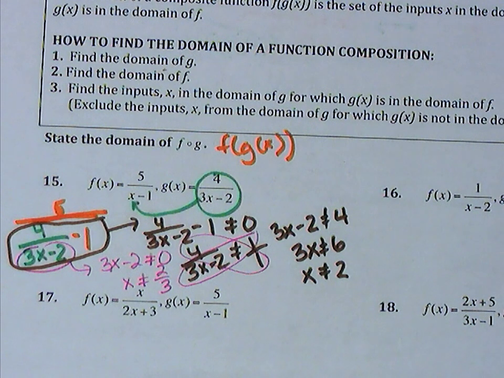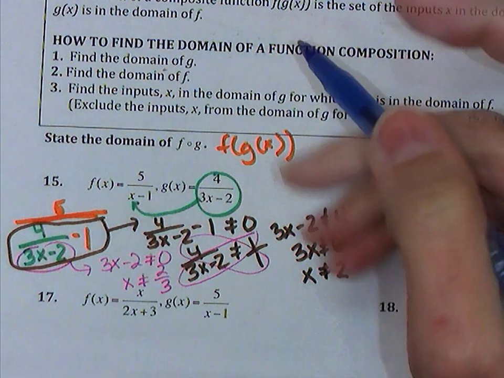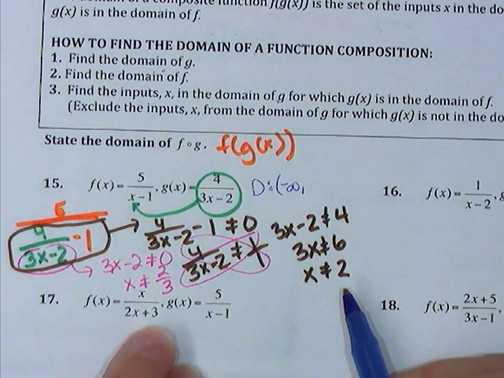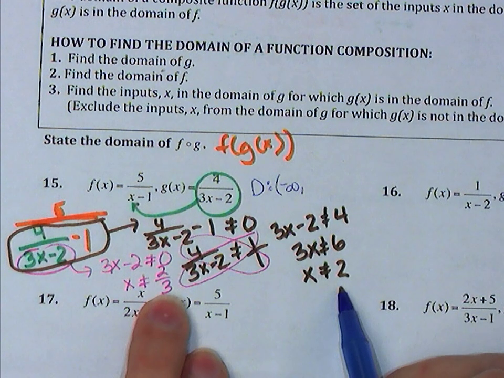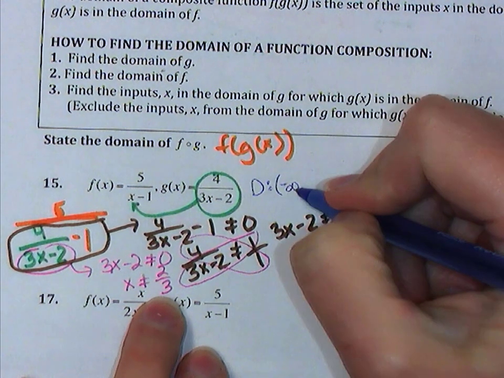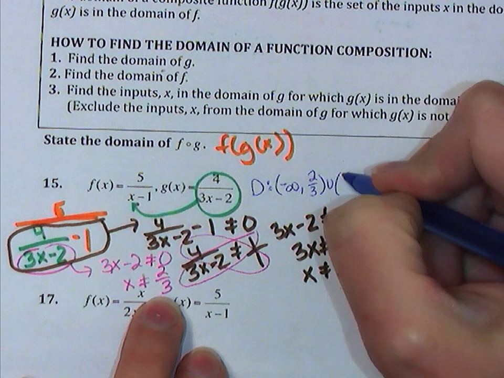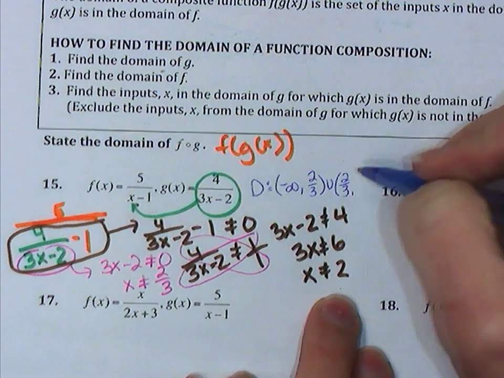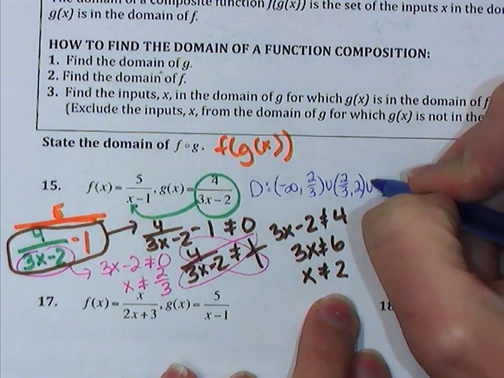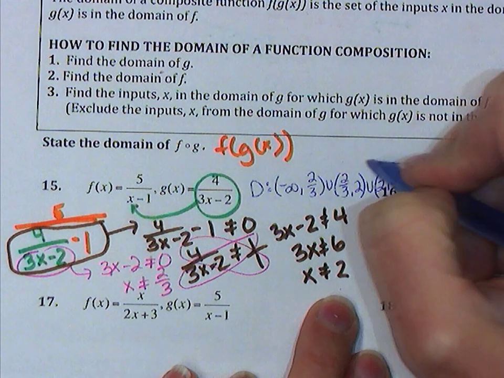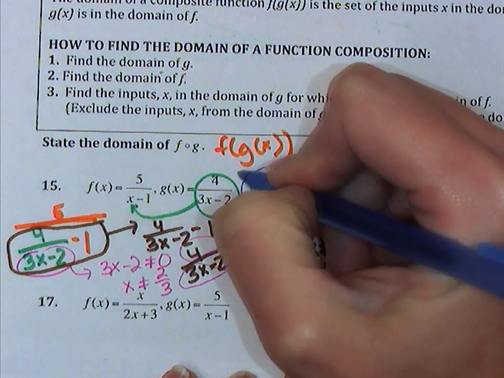Let me show you what that looks like. D colon. You want all real numbers except for these two. The lowest one is 2/3, so you put negative infinity, comma 2/3, parenthesis to take it out. Repeat the 2/3, comma 2, union, parenthesis, take it out, infinity. So this right here is the domain for 15.